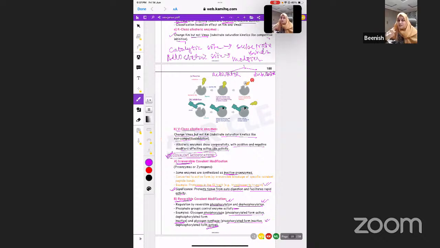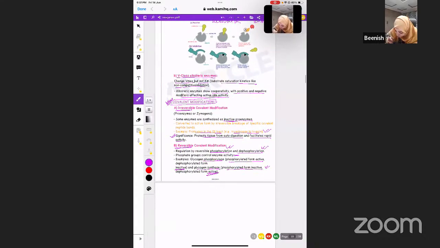So basically, this is brought about by insulin and glucagon. Your insulin is going to dephosphorylate enzymes and then make them active.